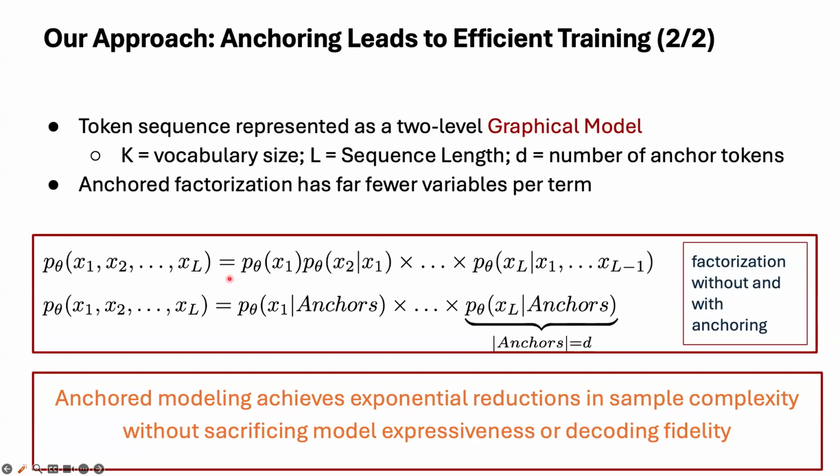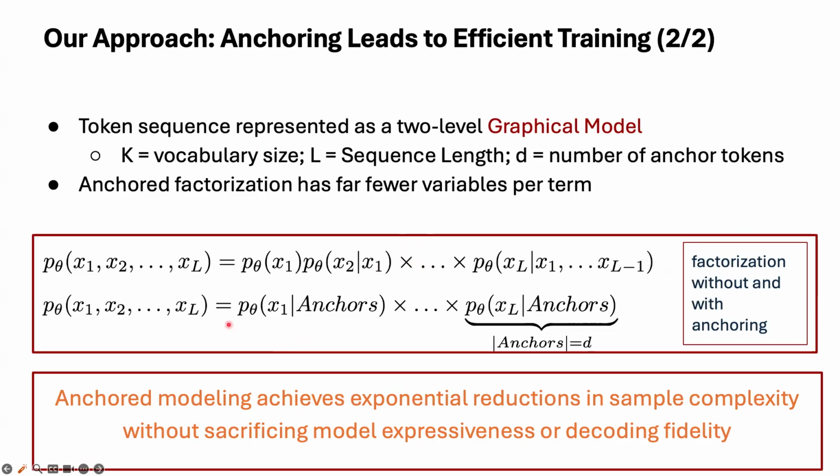Well, if I have no graphical structure, then a decomposition will be marginal x1, x2 given x1, x3 given x1, x2, all the way up to xL given everything before. If you look at the parameterization count for this one, this is one parameter. This is a function of two variables. This is a function of L variables. So on average, it's L by 2 variables, somewhere in the middle. So you have to learn functions which have L by 2 variables on average.